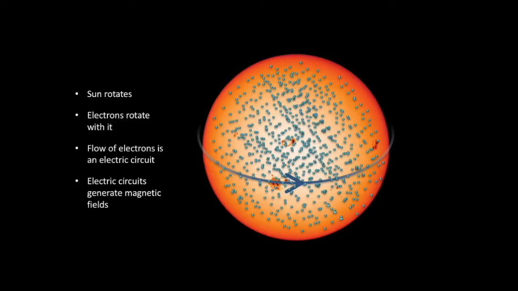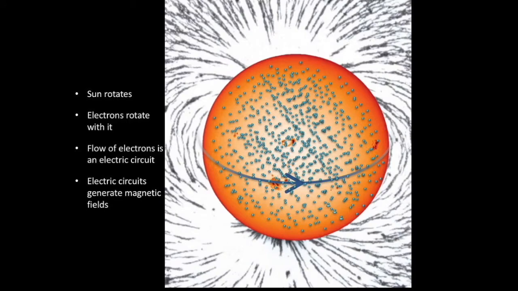The sun is not a solid body. It rotates at different speeds depending on how far away you are from the equator. The equator rotates the fastest, and then by the time you get up to the north and south poles, that's rotating much, much slower. You have electrons that are traveling around in a circle, and when you have a circuit or a circle of electrons, what is that? That is an electrical circuit. And whenever you have an electrical circuit, you also have a magnetic field.